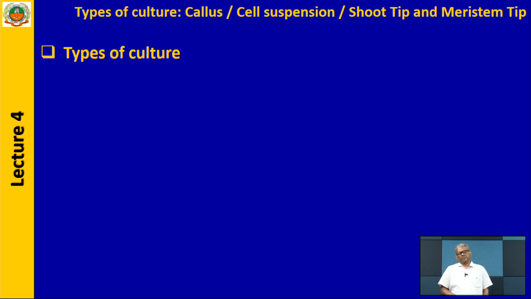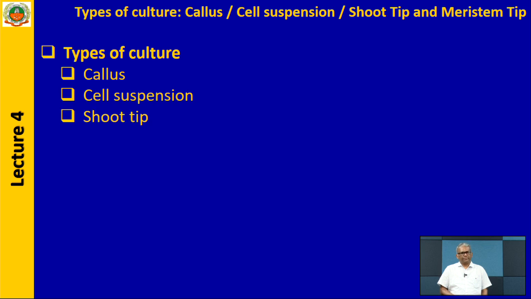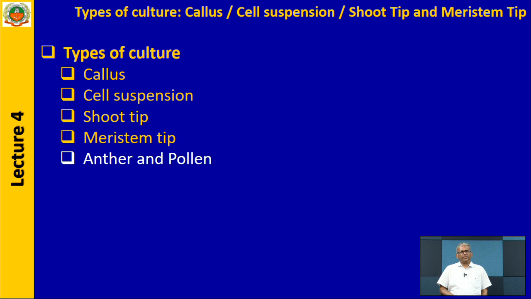In this lecture, we have learnt the basics of callus culture, cell suspension culture, shoot tip culture and meristem tip culture. In the next lecture, we will learn about anther culture as well as pollen culture, ovary and ovule culture, as well as embryo culture.